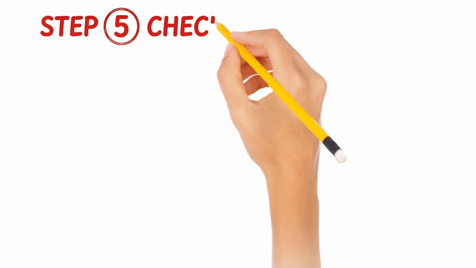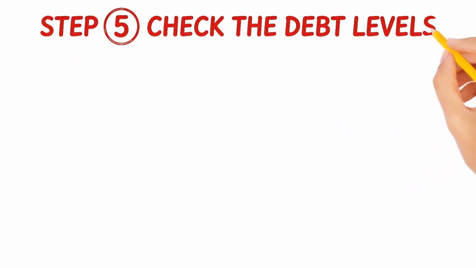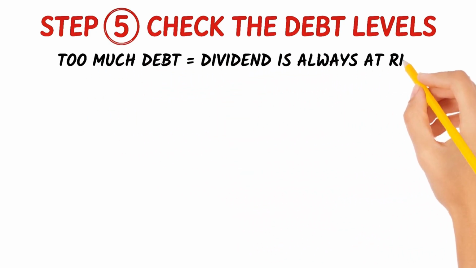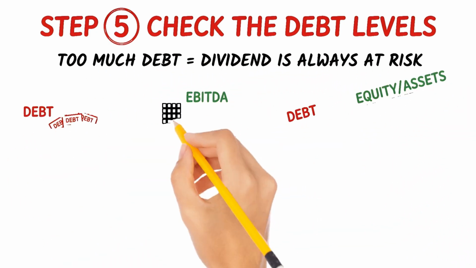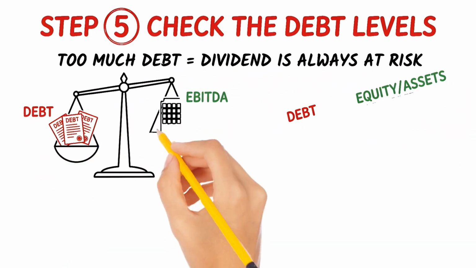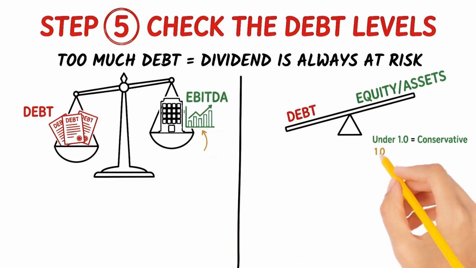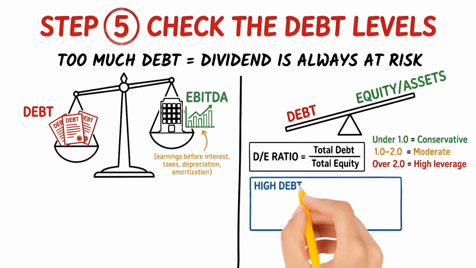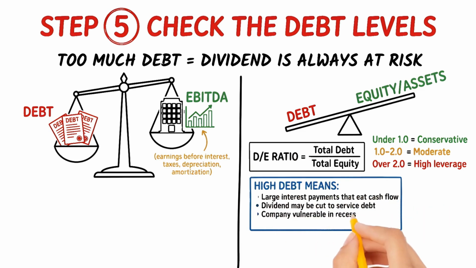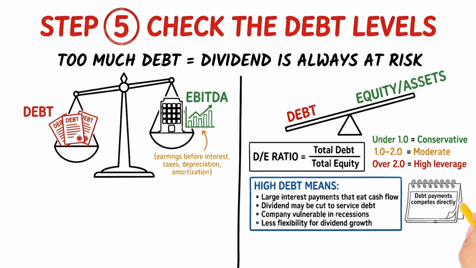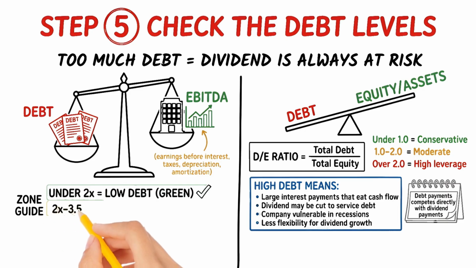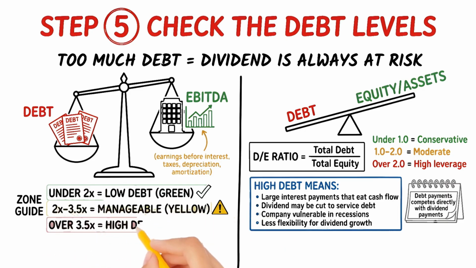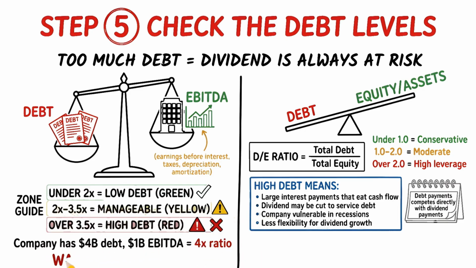Step 5. Check the debt levels. This is where many dividend investors get blindsided. A company with massive debt has to make large interest payments every month. Those interest payments compete directly with your dividend. In tough economic times, management often has a brutal choice: service the debt or pay the dividend. The debt usually wins. 2 key ratios to check.